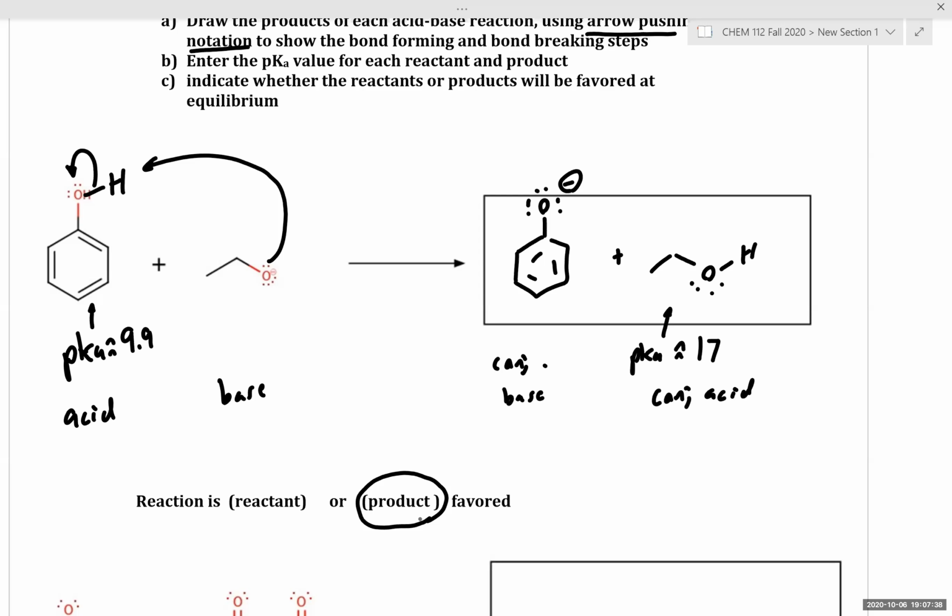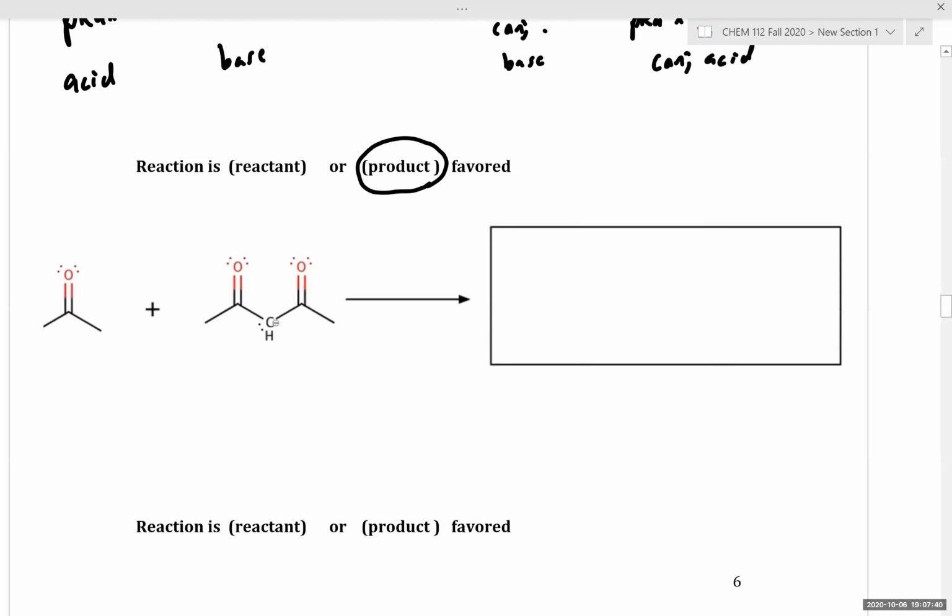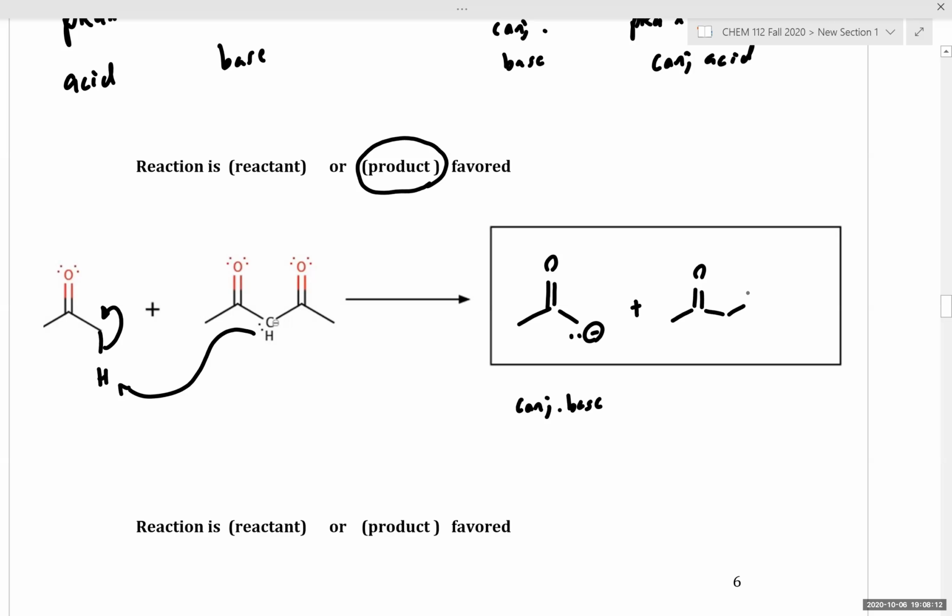Okay, so let's look at this next example now. In this case, we are comparing acetone and the following diketone anion. So showing arrow pushing notation, we attack our carbon-hydrogen bond and we break our carbon-hydrogen bond. That in turn generates the following conjugate base and the following acid.